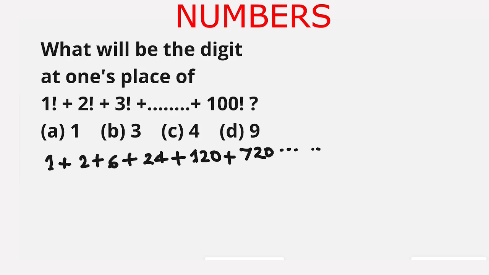So we add 1 plus 2 is 3, plus 6 is 9, plus 24 which is 33, and then all others will be zeros. So one's place digit will be 3. So this gives one's place digit 3. And from the given options, our answer is option B 3.